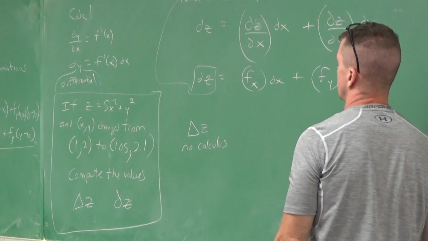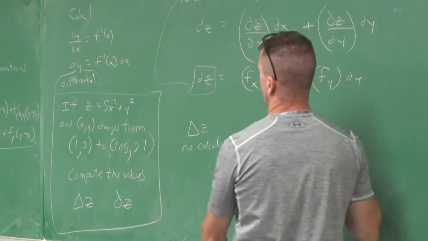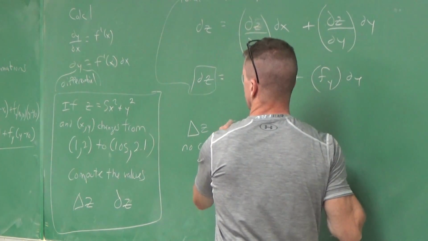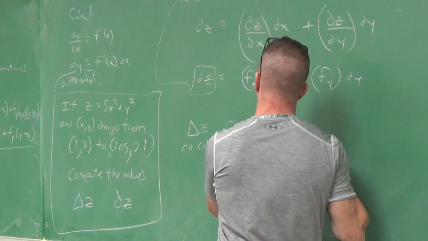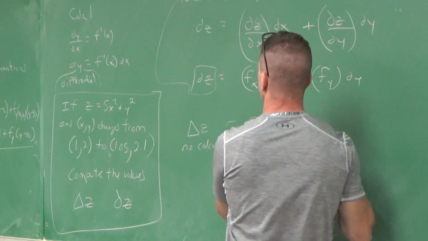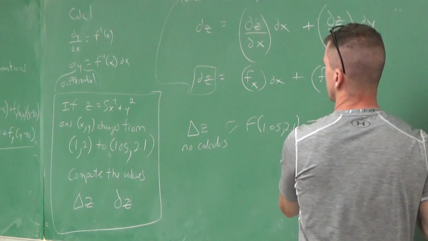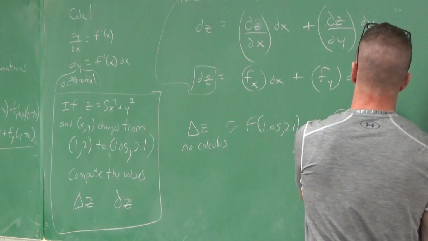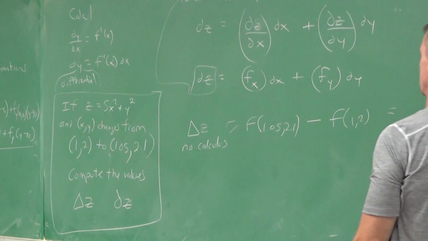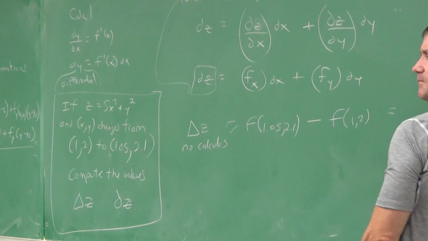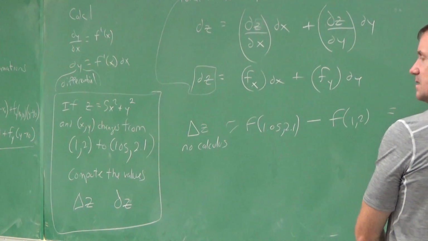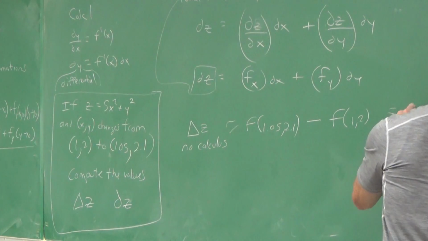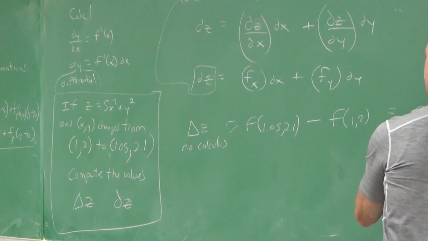All right. No calculus. What do you get for change in z? So really, this is just f of 1.05, 2.1, plug it in, and then subtract f of 1, 2. I did it last night. I remember I got 0.9 something. 225. Is that it? 0.9225. All right.